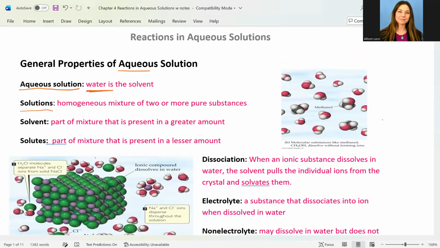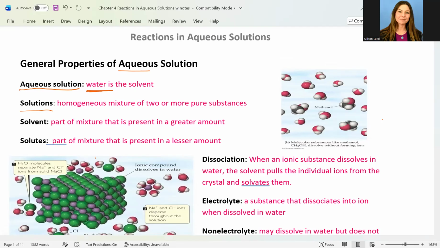So solutions in general, now they don't have to be liquid phase, but a solution is a homogeneous mixture of two or more pure substances. And I've mentioned in previous lectures that a solution can be liquid, gas, like our air that we breathe is a homogeneous mixture of gases. But specifically in this chapter, we're going to talk about water as a solvent with either another liquid or solids dissolved.